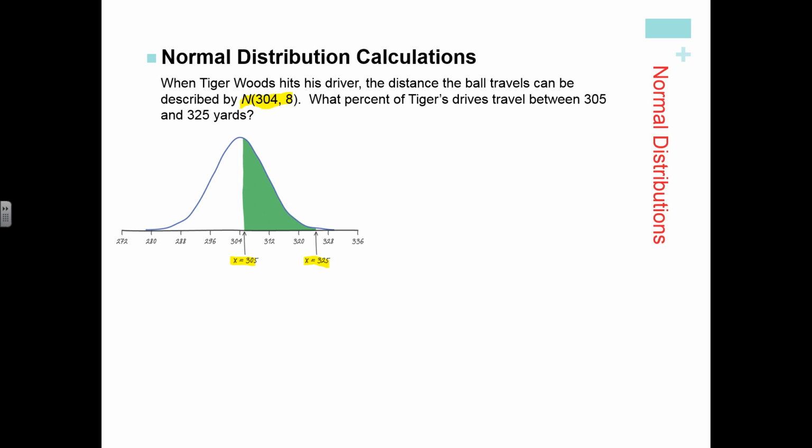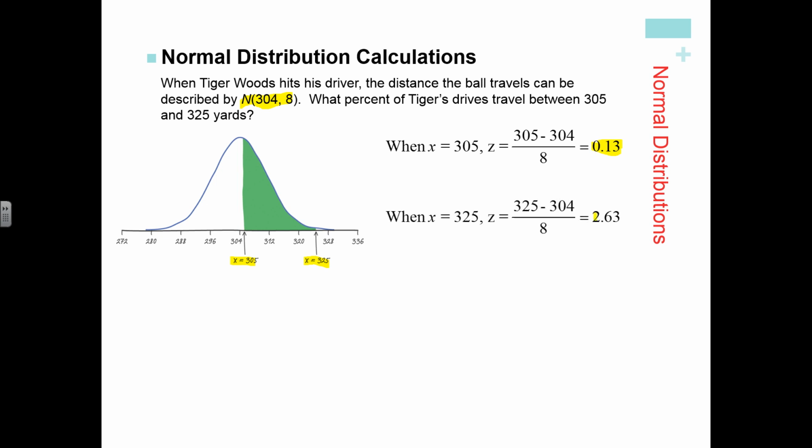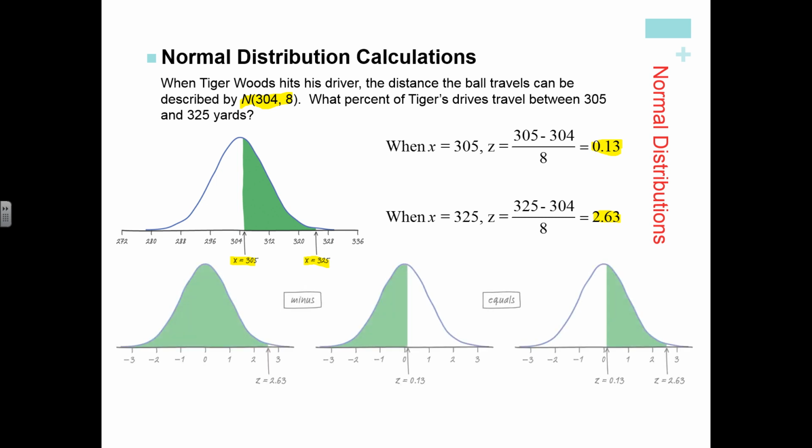So the first thing I'm going to do is standardize these values by finding the z-score. Remember, your z-score formula is x minus x bar over your standard deviation. So I get 0.13 for my first standardized value. And then when I standardize the 325, I get 2.63. Once I get those two things standardized, I'm going to recreate my drawing, but with my standardized values on my horizontal.